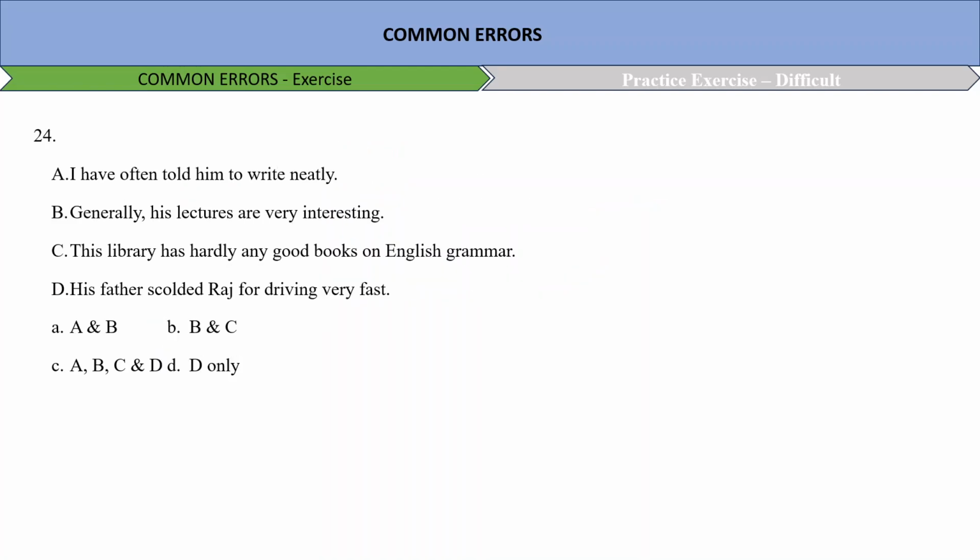Next, I have often told him to write neatly. Generally, his lectures are very interesting. This library has hardly any good books on English grammar. His father scolded Raj for driving very fast. All of these sentences are appropriate. The correct answer is option number C, which says A, B, C, and D.